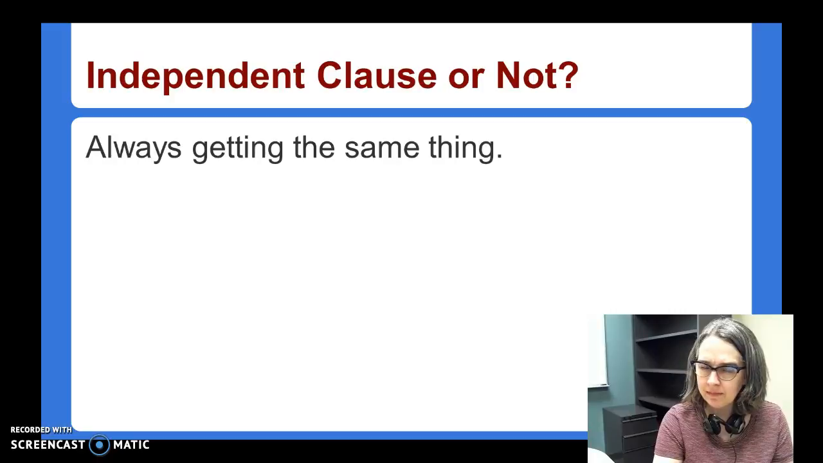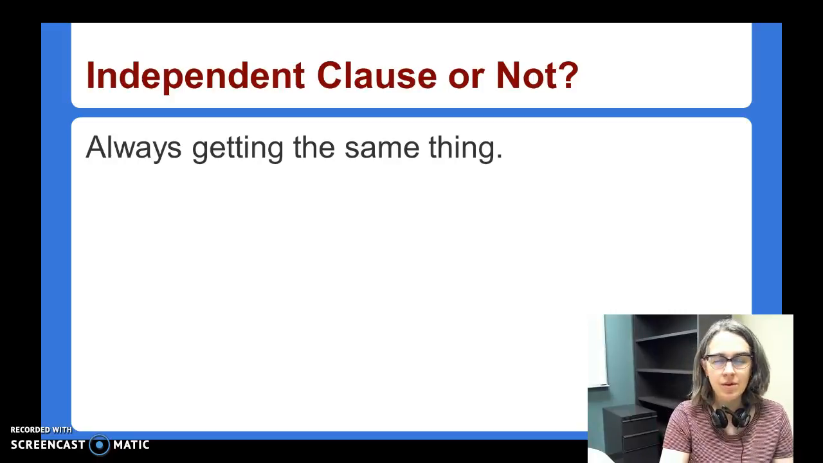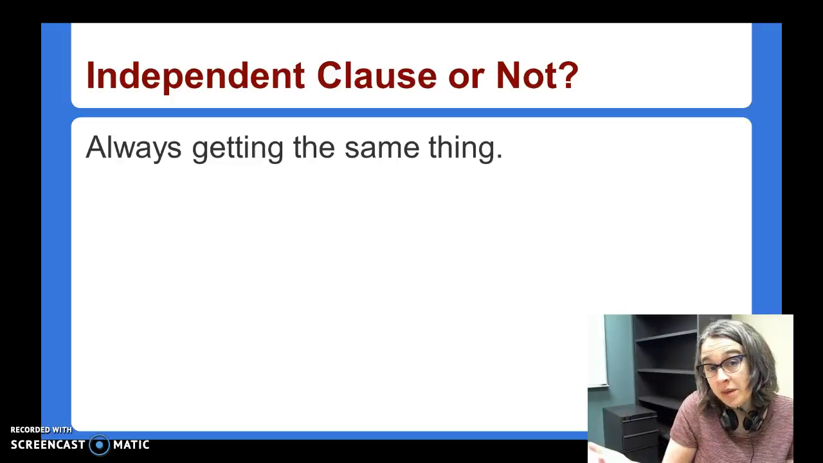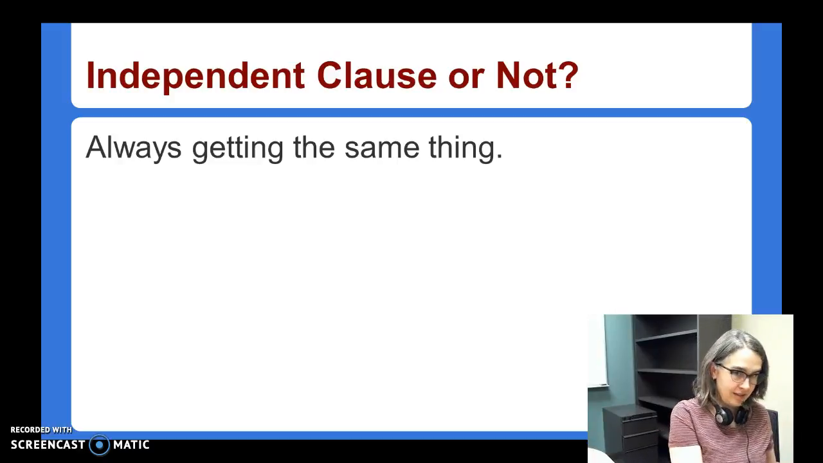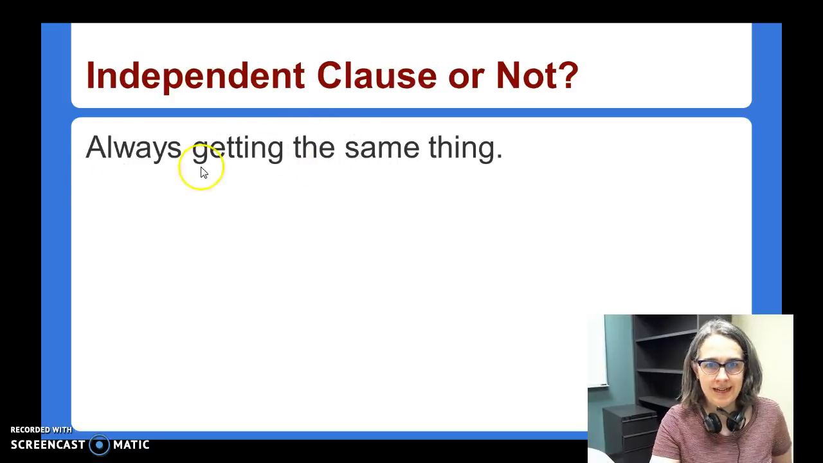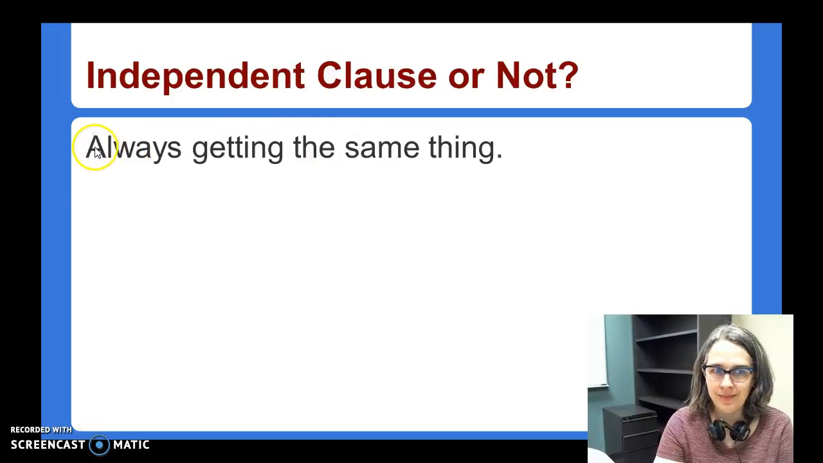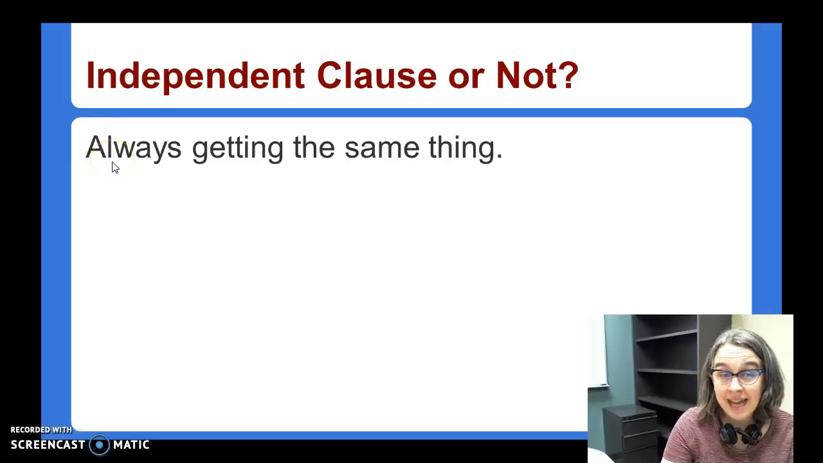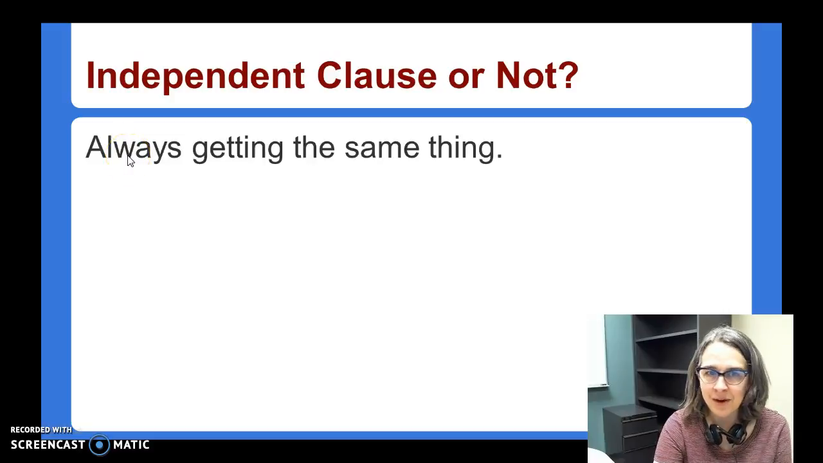Always getting the same thing. Independent or not? Always getting the same thing. So if I opened the door and said, always getting the same thing, and closed it and left, you wouldn't really know what I was talking about, right? So that does not express a complete thought. It also is lacking a subject. Who is always getting the same thing? Where's the verb? So this would need to be corrected to have a subject and verb, or it would need to be attached to an independent clause somewhere.